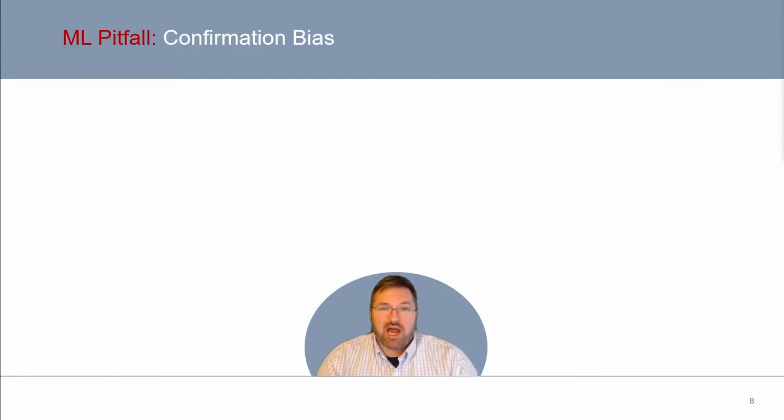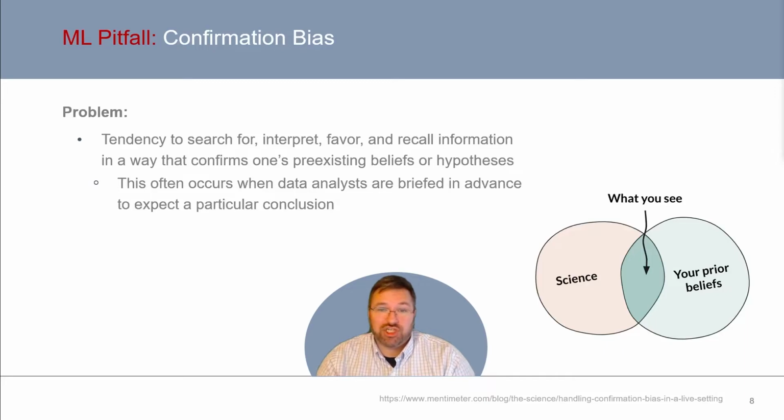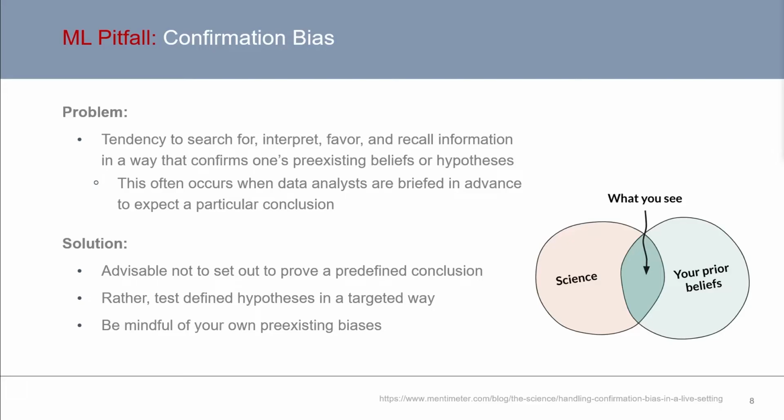The next pitfall is confirmation bias. This is a tendency to search for, interpret, favor, and recall information in a way that confirms one's pre-existing beliefs or hypotheses. In the context of statistical analysis or machine learning, this could occur, for example, when the data analyst is briefed in advance to expect a particular finding or conclusion, and this bias improperly influences the analysis that was conducted or not conducted. The solution here is to avoid setting out to prove a predefined conclusion. Rather, test defined hypotheses in a targeted way, and be mindful of your own pre-existing biases.